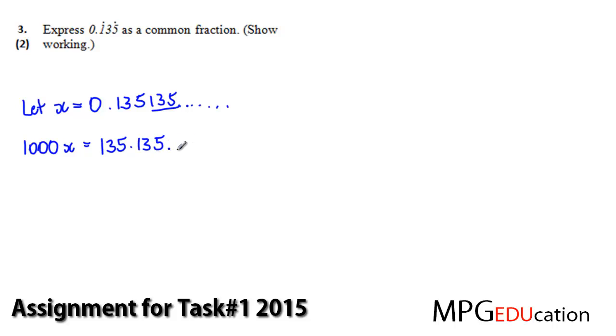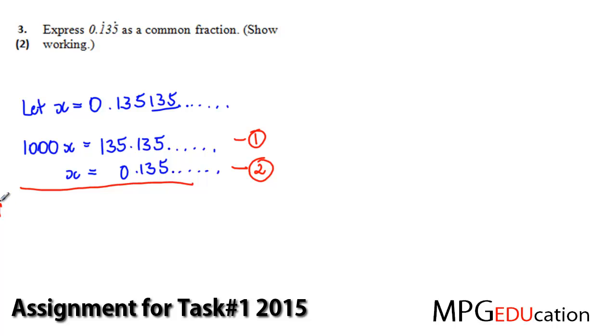135.135, 135, etc. If we then rewrite x under here, let me just make sure I line it up, 0.135, etc. Let's let this be equation 1, this is going to be equation 2, and if I now perform equation 1, take away equation 2, I should end up with 1000x, take away x is 999x equals, that should all cancel, and we're left with 135. Divide both sides by 999, 135 over 999.